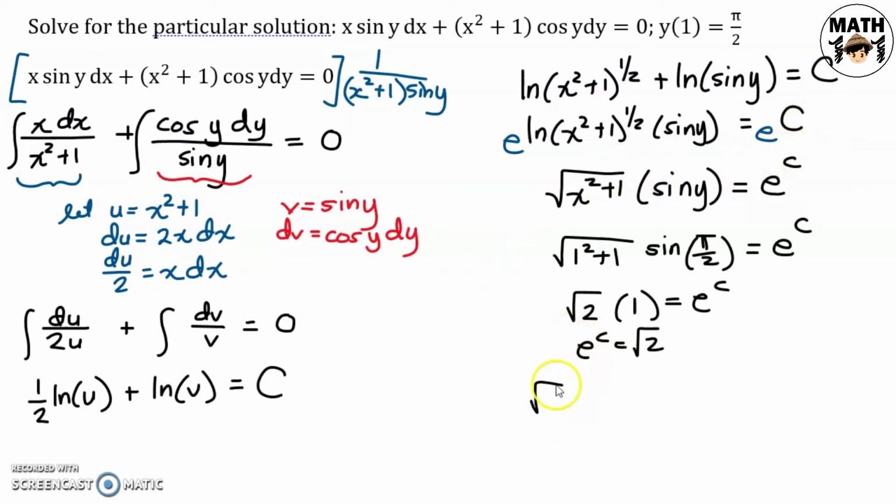We can see that the particular solution is also equal to square root of x squared plus 1 multiplied by sine of y equal to square root of 2. So, ganun pa rin yung makukuha natin. Again, it's just a matter of simplifying yung c, pero walang kaso kung isulat mo siya as c or kung ano pang gusto mo, basta mananatili siyang constant.